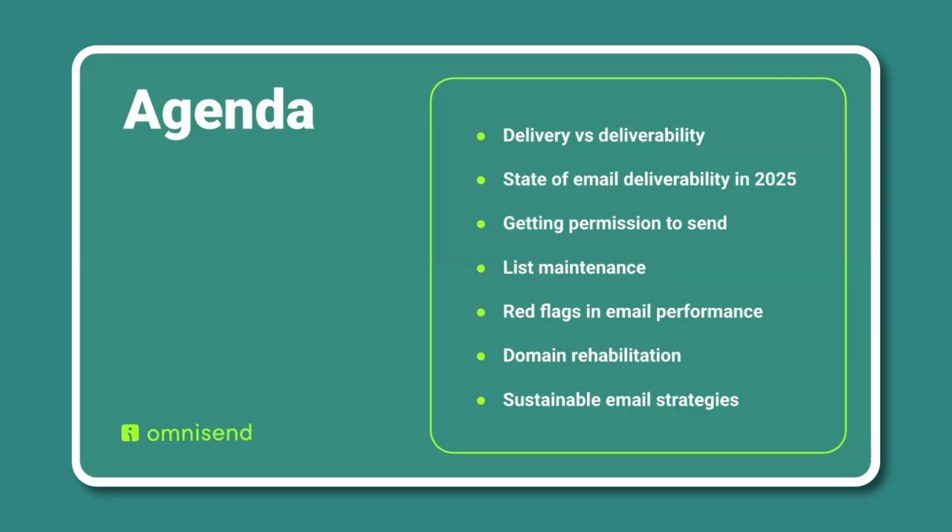Here's the agenda for today. First, we'll go through the difference between delivery and deliverability. We will talk about the state of email deliverability in 2025 and what's new in the email landscape. We'll talk about how important getting permission to send is from your recipients. We will talk about how to keep your list clean and well maintained. We'll go through the red flags you need to be careful about in your email performance.